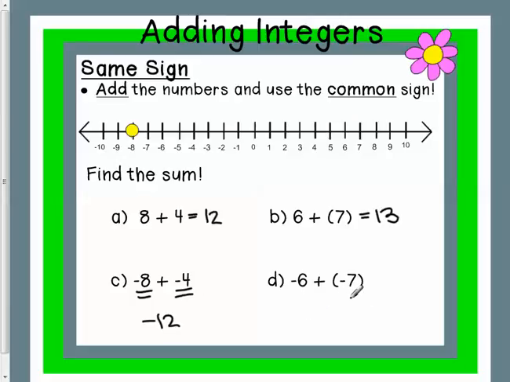Same with -6 and -7. Sometimes we put parentheses around them because it looks really bad having 2 signs next to each other like here. So I like to put the parentheses around them. So in this one, make sure you're copying these down. -6 and -7 together make -13. So 2 positives made +13. 2 sets of negatives, -6 and -7, make -13.